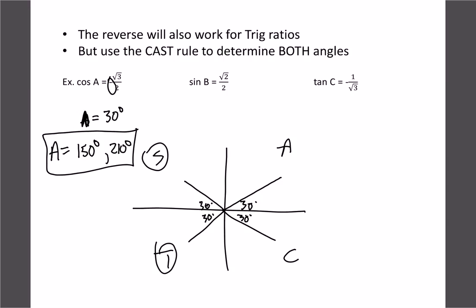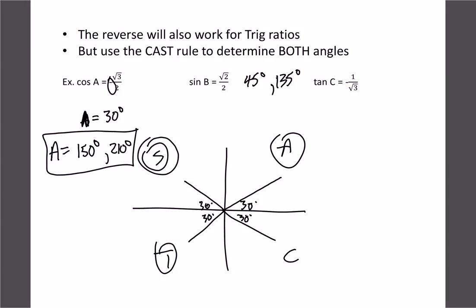So let's do the same thing for B. So here sine B equals root 2 over 2. So we know that's 45 degrees for our reference angle. And we want to figure out, okay, in which quadrants is sine positive? So that'll be our S or A. So 45 is a good answer. And then our S would be 180 minus 45, which would be 135.